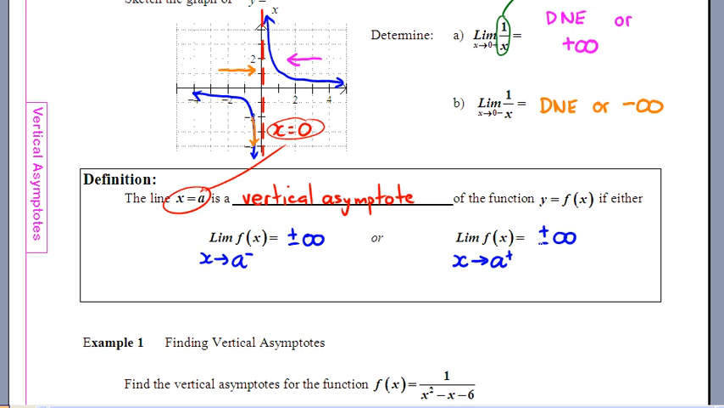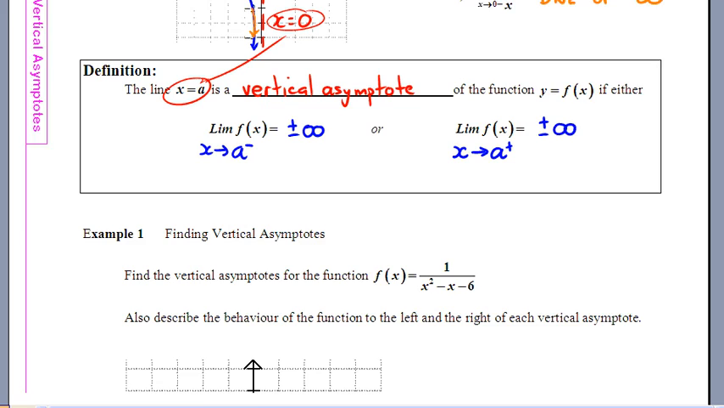Now it might do both. This graph actually does both. But you might see functions where you only see one branch and you don't actually see the other branch at all. So as long as it's got at least one side of that asymptote where the graph goes up to the sky or just down into the earth, then you can say, that's a vertical asymptote. We can use this to describe it. So let's do that here.